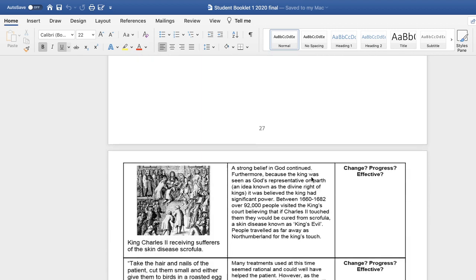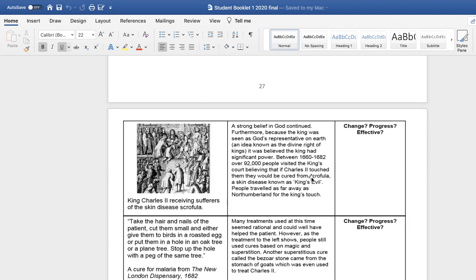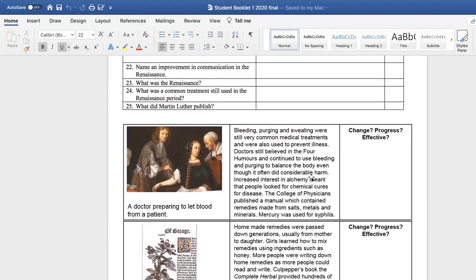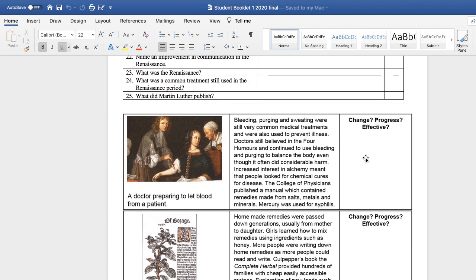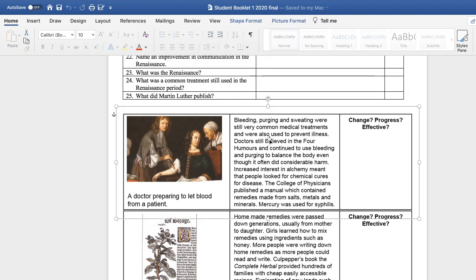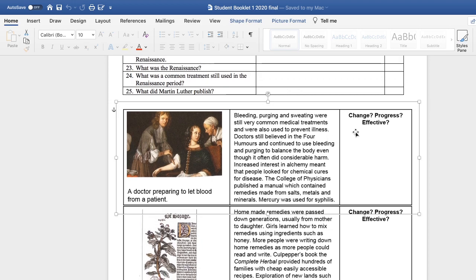So we'll pick one to do together. So we'll do this first one. Bleeding, purging, and sweating were still very common medical treatments and were also used to prevent illness. So straight away it tells us bleeding, purging, and sweating were still very common. So straight away we know, well, that's not a lot of change then, because that's what happened in the Middle Ages. Doctors still believed in the four humours and continued to use bleeding and purging to balance the body, even though it often did considerable harm.